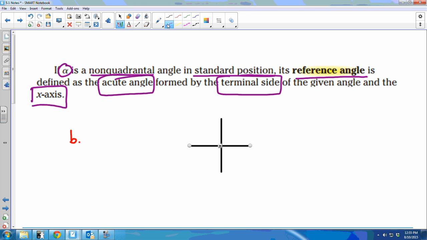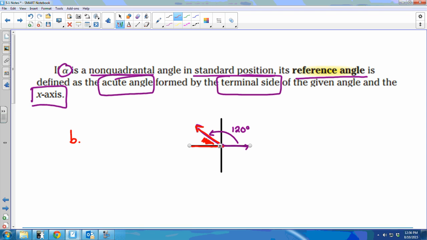Okay. So in quadrant 2, if I draw an angle in quadrant 2, any old angle, that's my angle. Let's say that's 120 degrees. The reference angle is the acute angle formed by the terminal side, which is this side, and the x-axis. So here's the x-axis. So the reference angle is then this angle right here. We're going to be using reference angles later on in learning targets 6 or 7.